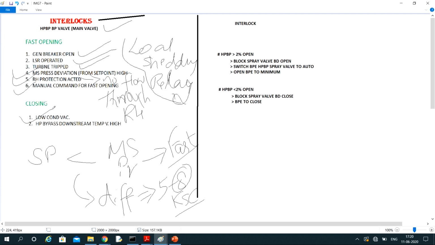Also the HP bypass downstream temperature high. If the downstream temperature of the HP bypass is very high, then the fast closing logic is also implemented for BP1, BP2. It is generally set at 280 degrees Celsius in some plants. The values may vary.